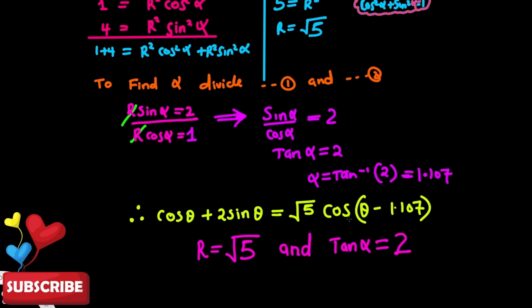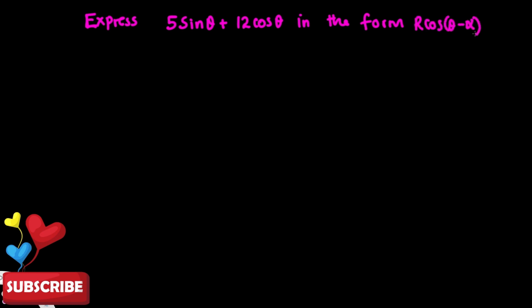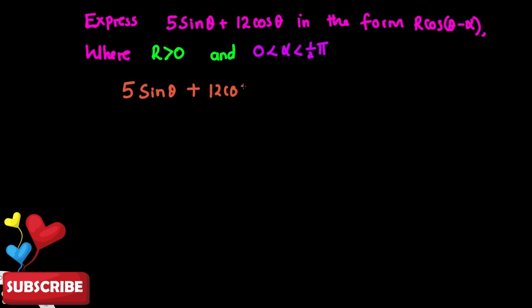We need to move to the next question, and this now becomes the last question that we're going to look at as per this particular tutorial. We're supposed to express 5 sine theta plus 12 cos theta in the form r cos theta minus alpha. So you need to be careful with the arrangement, and we are given also the range of alpha. Let's go straight ahead and try to follow the steps that we've been discussing all through.